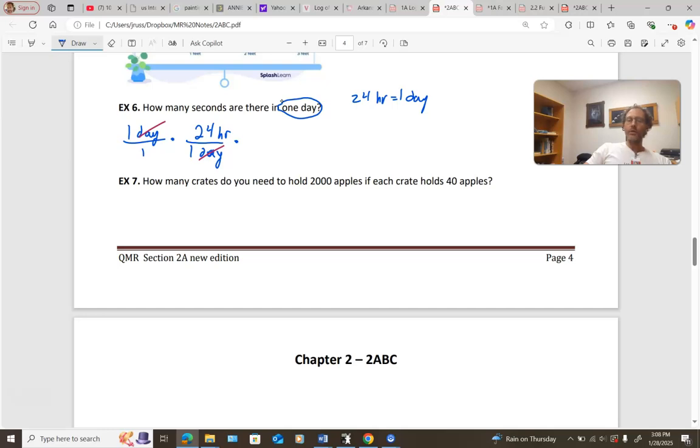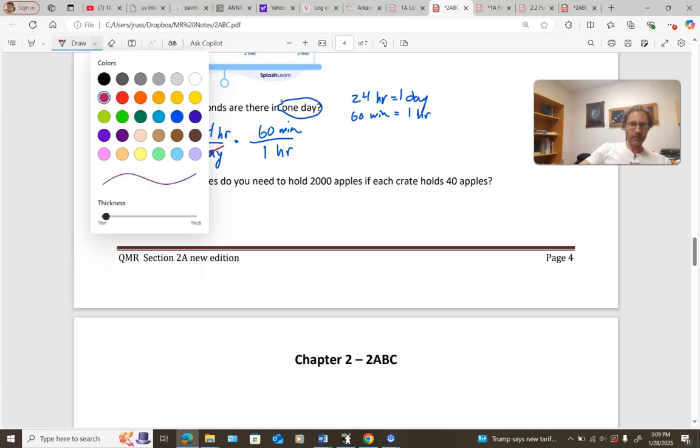So now I need to use another conversion factor. The next smallest unit would go from an hour to a minute. And I know that there are 60 minutes in 1 hour. Okay? And I want to put the 1 hour in the denominator because I want my hours to cancel and I want to be left with minutes. So see here, we're gradually going from a larger to a smaller to a next smaller unit. So now my hours are going to divide out.